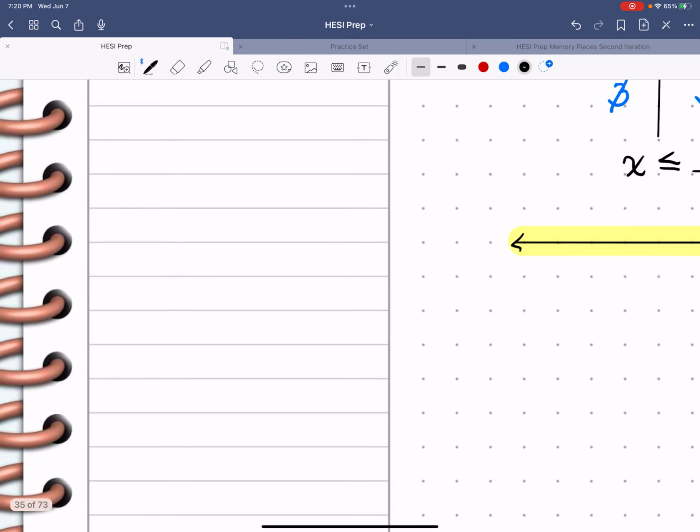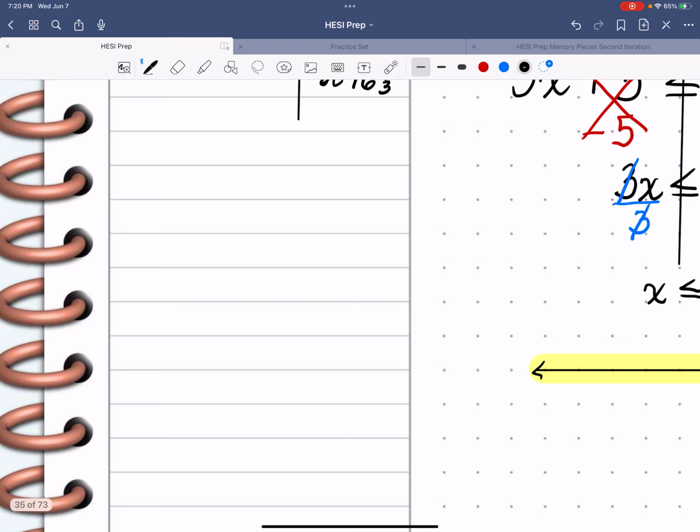Okay, let me do one with distribution just so we see how that works. Let's do 5x plus 2 is less than, actually let's do a greater than. I've done them all less than. Let's say a negative 12, because sometimes you have negative numbers.